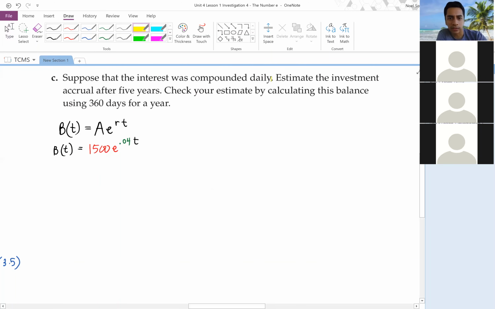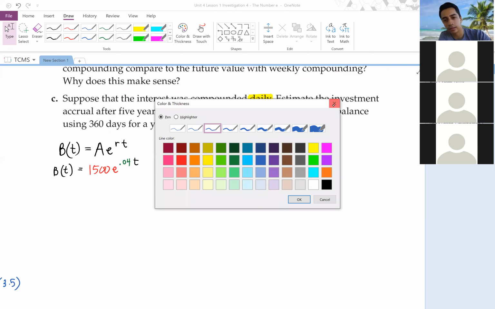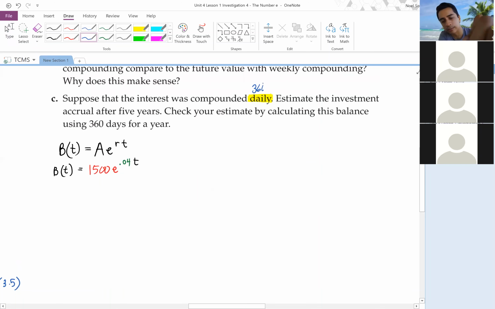So what they want us to do here is to set up something where we're going to get compounded daily, right? And we were just talking about that. When it's compounded daily, it's not continuous. It's a fixed number, which is 360. Estimate the investment accrual after 5 years. So T in this case will be representing 5. And then check your estimate by calculating this balance using 360 days a year. So they're telling us what the daily is. It's 360. So it's not continuous. We have to calculate it on a daily basis.